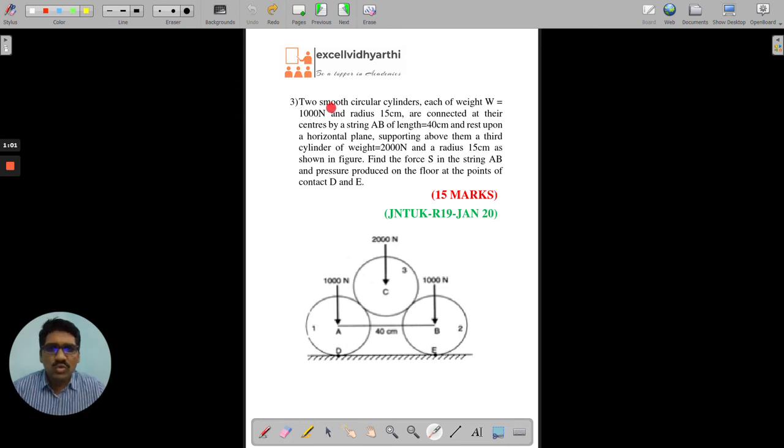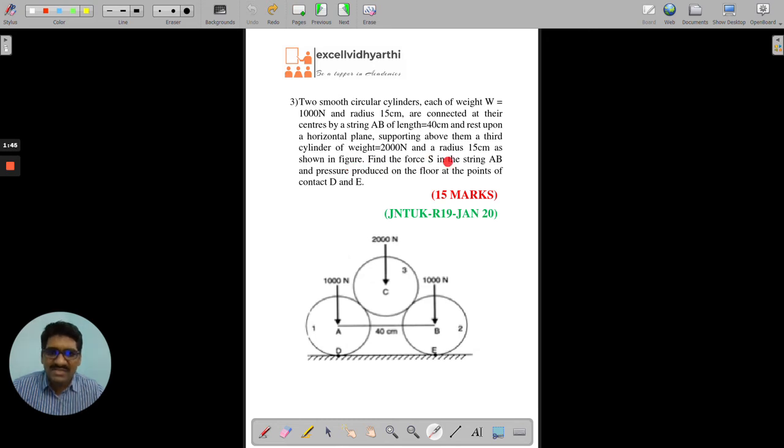So, two smooth circular cylinders. Smooth in the sense that the surfaces are non-rough, which means the coefficient of friction is equal to 0. Therefore, no need to consider any friction force here. Each of weight W 1000 and radius 15 are connected at their centers by a string AB of length 40 centimeters. The length of the string is 40. And they rest upon a horizontal plane, supporting above them a third cylinder of weight 2000, and the radius is 15 centimeters as shown in the figure.